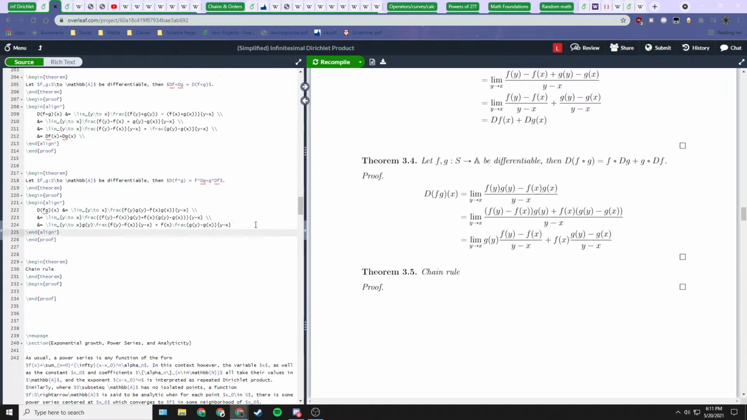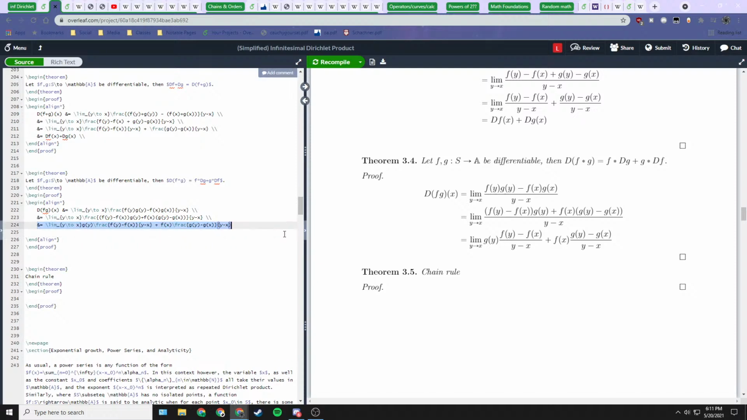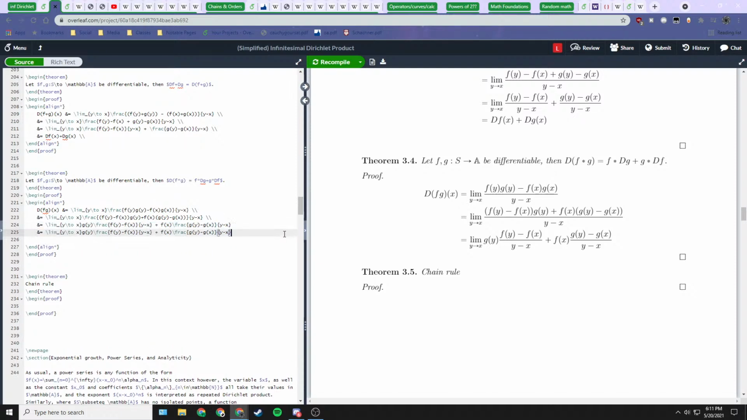Anyway, when we work this out, what we want to say is that, especially in this first limit, because g of y converges to g of x, we should be able to factor this out. So this will be df of x, and this will end up as f of x times dg of x.